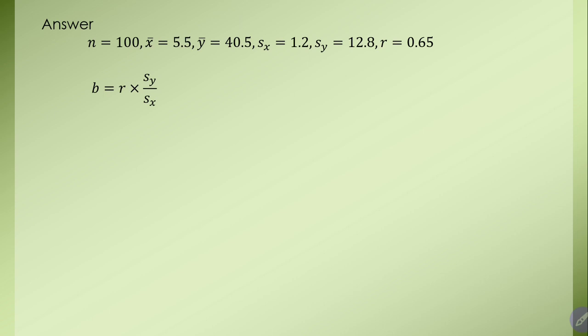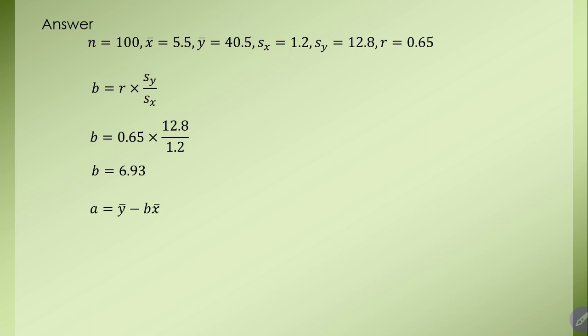So what is the value of R? You can see I have written all the information in the above line. R is 0.65, into Sy, which is 12.8, upon Sx, which is 1.2. So the calculation is 0.65 into 12.8 upon 1.2. If you solve this calculation, you will get the answer 6.93.